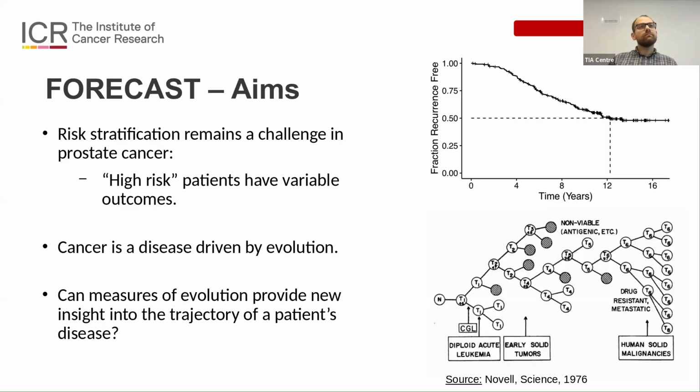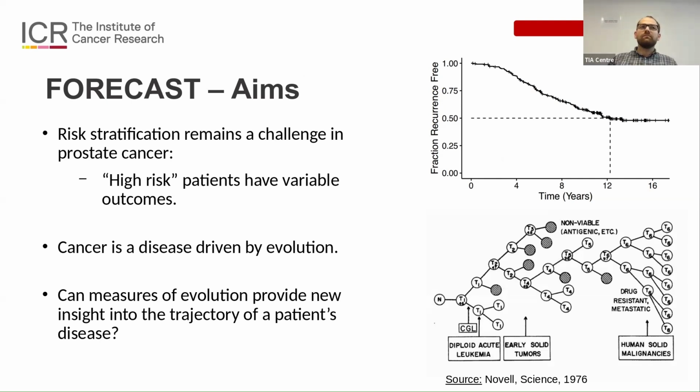So in terms of the aims, as I said right at the outset, risk stratification remains a real challenge in prostate cancer. A lot of patients get put into the category of high risk, but within that, you can see that the recurrence rate is about 50-50. And so knowing which patients within that 50-50 are going to go on to recur is quite key to how you manage their treatment.